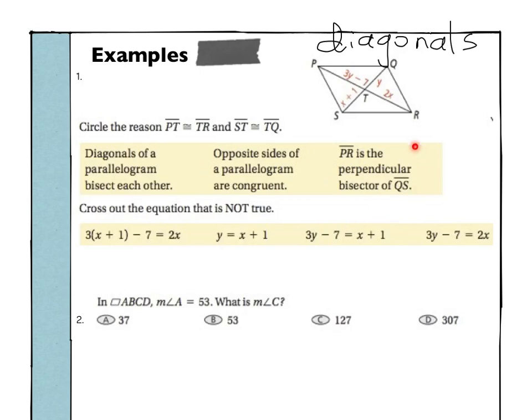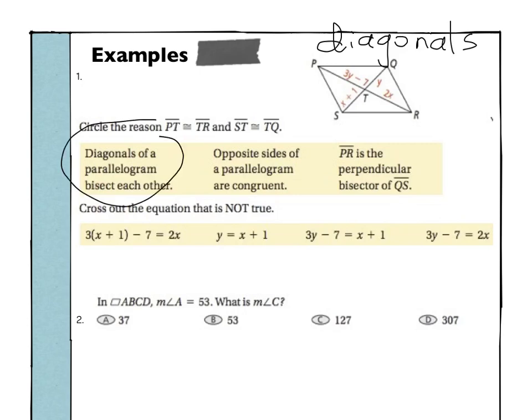Over here we have line segment PR is the perpendicular bisector of QS. Again, we don't know anything about things being perpendicular. It's not told to us, so we can't assume. But over here this says the diagonals of a parallelogram bisect each other. So that would definitely be the reason why those pieces are congruent. So here we will circle.